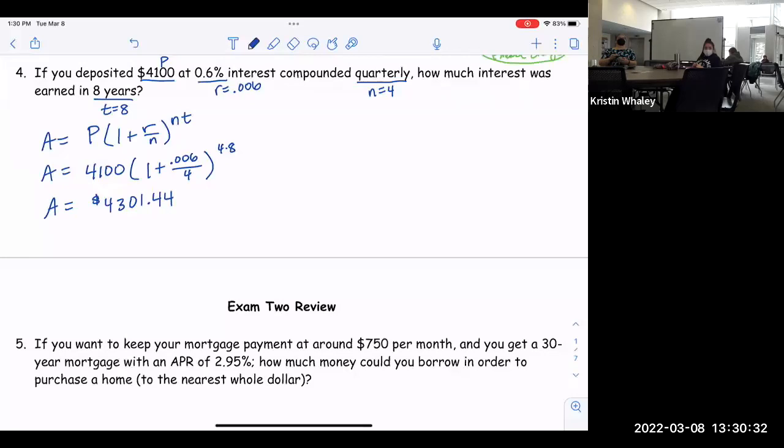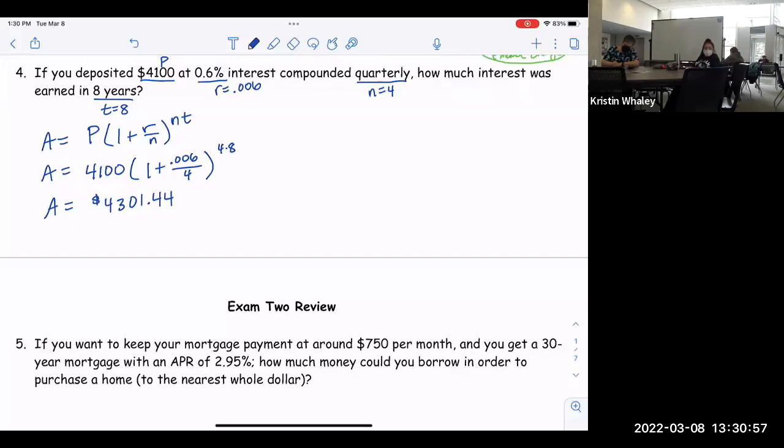No. No. So this is where you can do everything right and then not realize that you don't have the right answer to a question on your test. So it would be really good to just remind yourself, maybe even write it at the top of your test, say, check and see, did I answer what they asked for? Because on this one, we've done everything right, but it asked us how much interest was earned in 8 years.